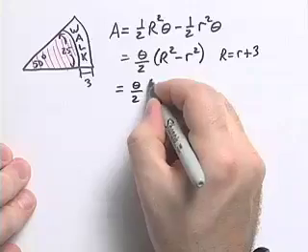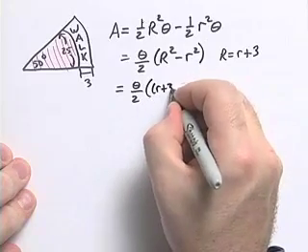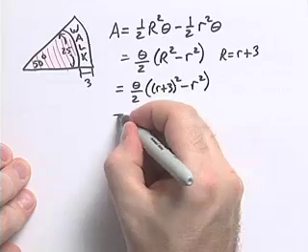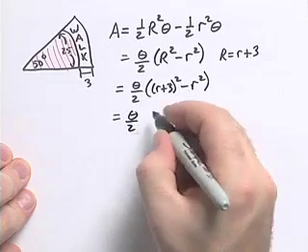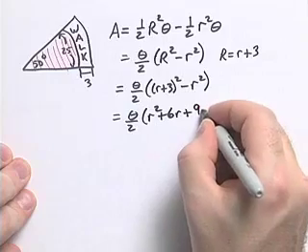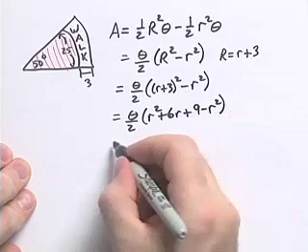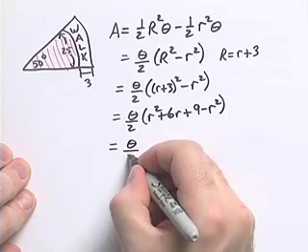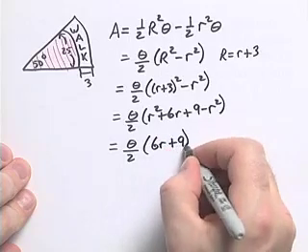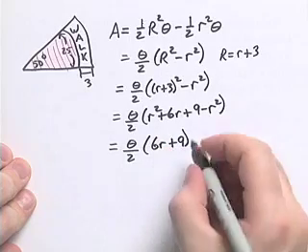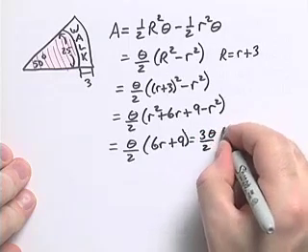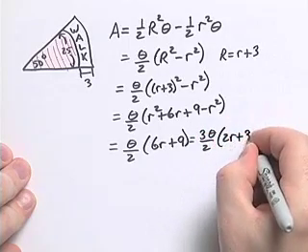We'll get theta over 2 times little r plus 3 squared minus r squared. This will be theta over 2 times r squared plus 6r plus 9 minus r squared. And that cleans up to theta over 2 times 6r plus 9. And we can actually pull out a factor of 3. So we'll get 3 theta over 2 times 2r plus 3.